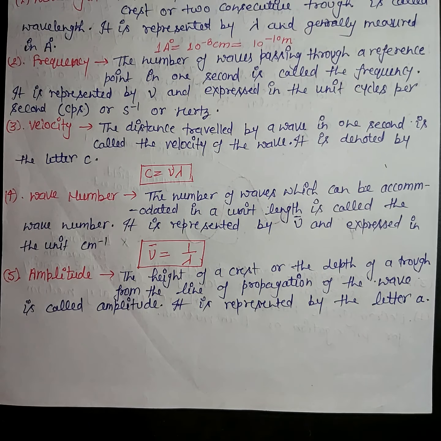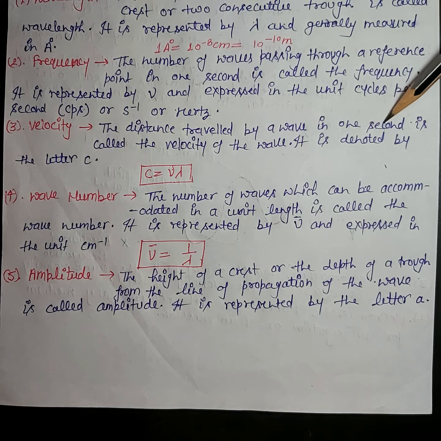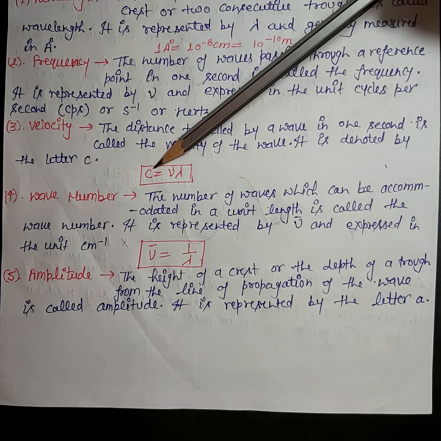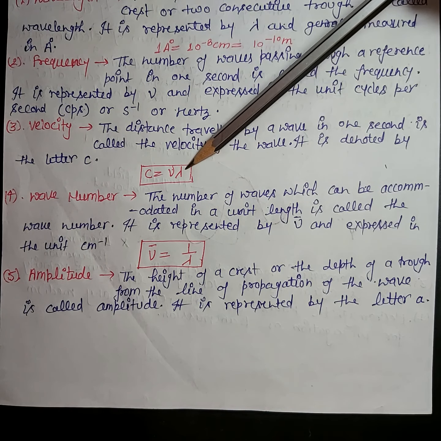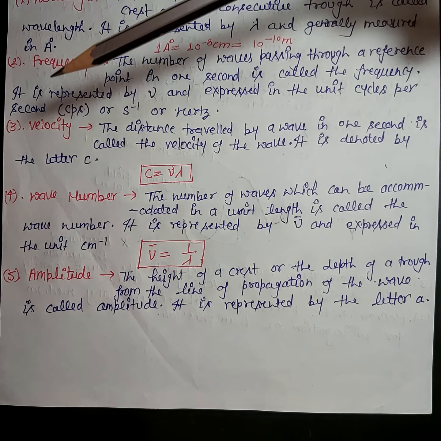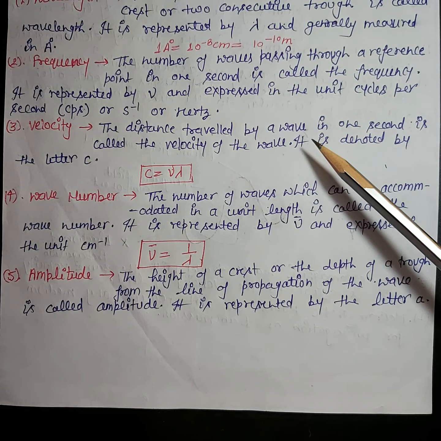Next property is velocity. What is velocity? The distance traveled by a wave in 1 second is called the velocity of the wave. It is denoted by the letter c. So c equals nu lambda. This is the formula for velocity: c equals nu lambda. Velocity is the distance traveled in 1 second by the wave.